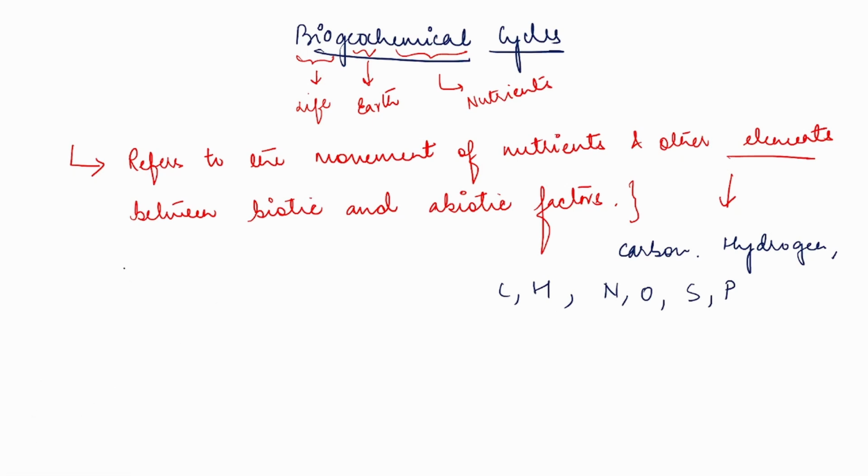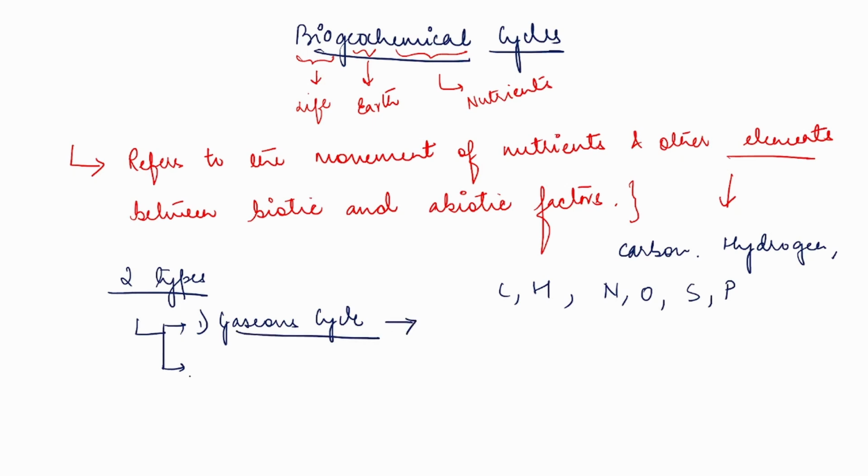If we talk about biogeochemical cycle, it is of two types. How many types? Two types. What are the two types of biogeochemical cycle? One we call the gaseous cycle. What do you mean by gaseous cycle? Another we call the sedimentary cycle.